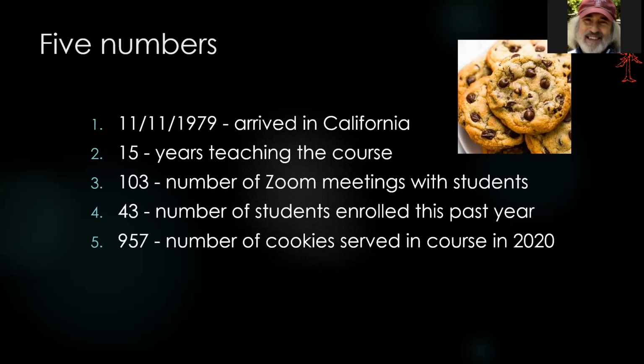And last year, the course was virtual. So all the meetings I had with individual students were virtual as well, because a number of the students were outside California in other countries, and sometimes it was in the middle of the night for them. So I met with students at other times. So I had 103 Zoom meetings with students last year over 10 weeks. Last year, despite the course being virtual, I had 43 students enrolled in the course.